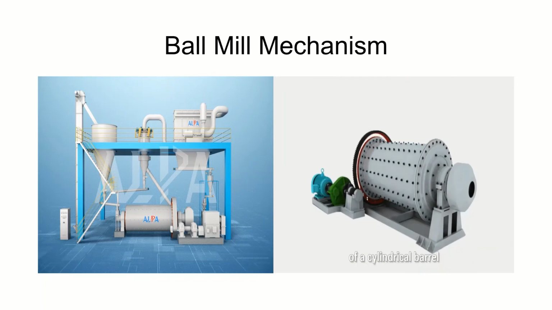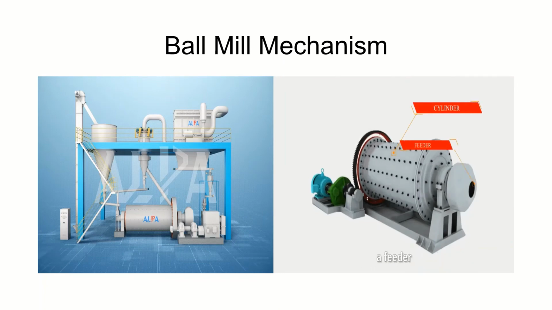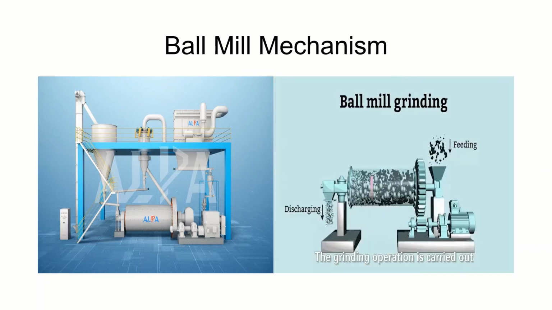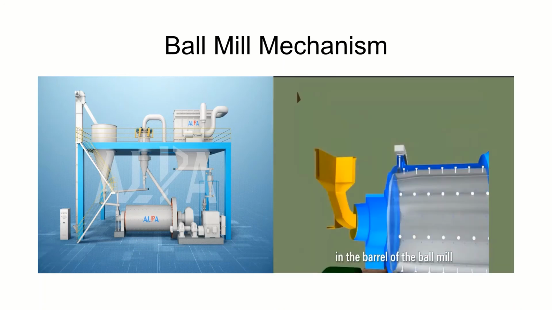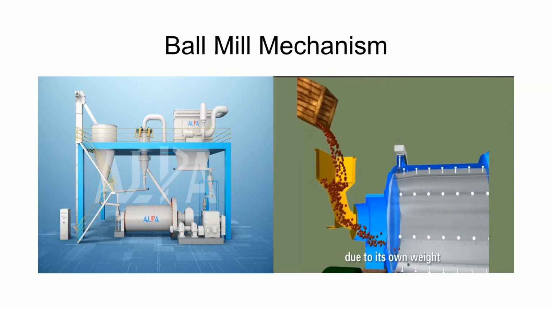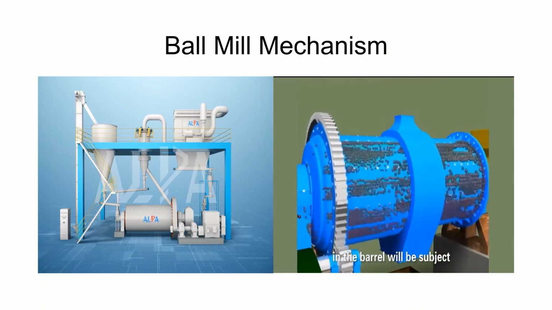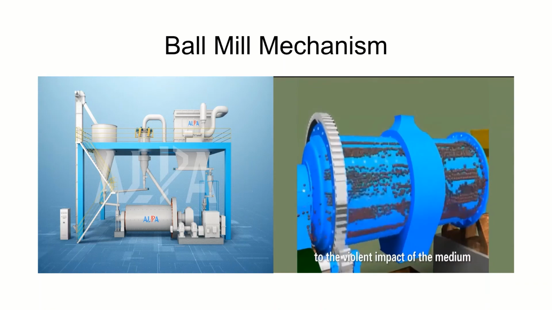The ball mill is mainly composed of a cylindrical barrel, a feeder, the drive bus, the large ring gear, and a motor. The grinding operation is carried out in the barrel of the ball mill. After the grinding medium in the rotating barrel is brought to a certain height, the medium will fall due to its own weight, and the ore contained in the barrel will be subject to the violent impact of the medium.